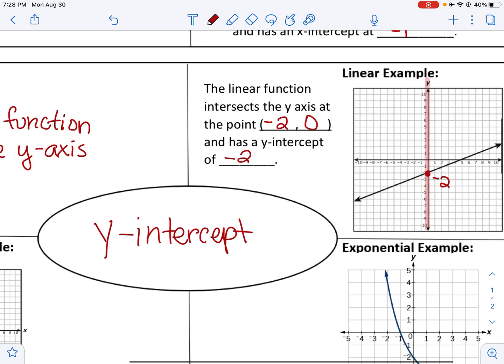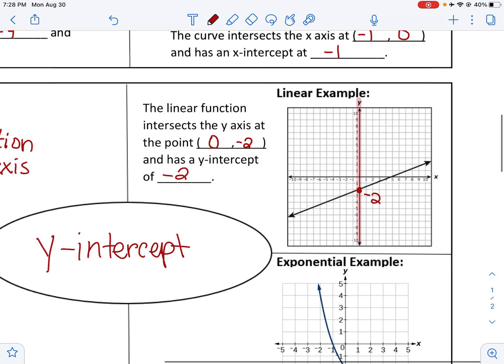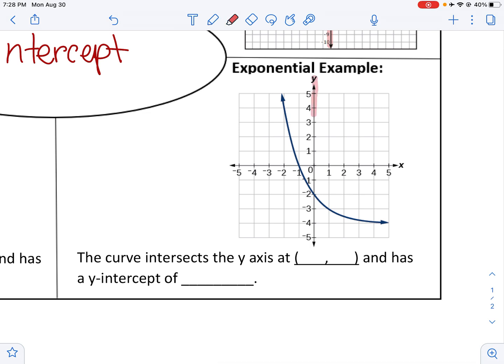Okay, and I just realized I wrote the linear function incorrectly, that is not how we write a y-intercept. I have the numbers flip-flopped, so hopefully you caught that. Okay, now going back to the exponential function, we have our y-axis here, and it's intersecting down here at -2, so it would be (0, -2), and it has a y-intercept of -2.